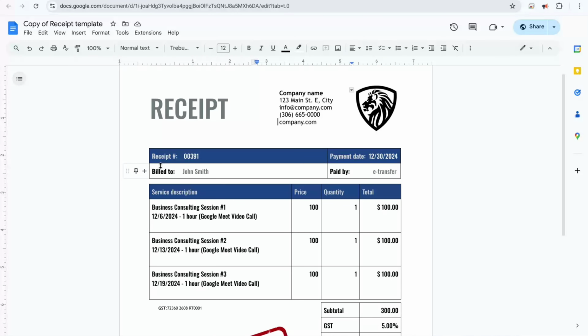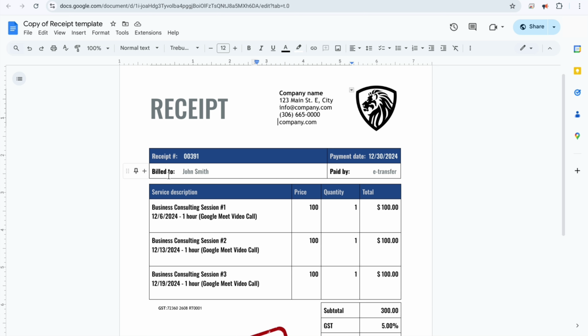Next thing would be having some type of receipt number. I think this is not only good for your clients, they're probably going to want a number, but also for your own record keeping as well. And change this each time that you provide a receipt. Next thing would be payment date. So because it's a receipt, they've already paid. So what date did they actually pay? Again, this is good for your records and for their records as well.